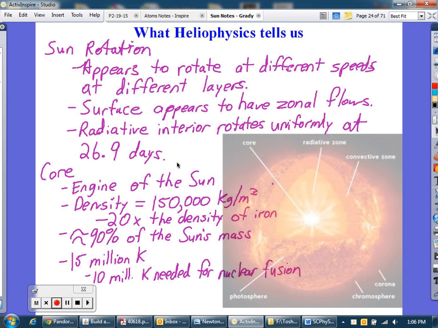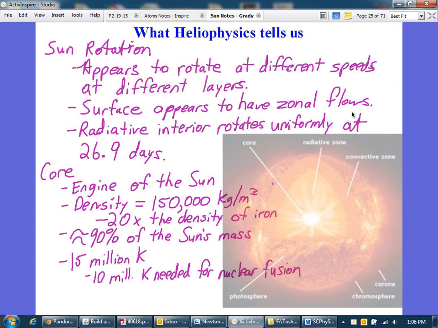So the core is the engine of the sun. That's what's doing all the power generation. It has a density of about 20 times that of iron. The core accounts for 90% of the sun's mass. And inside the core, you have 15 million K temperatures. Whereas only 10 million are needed for nuclear fusion, 15 is a little beyond what we really need, but it's plenty to get the job done.